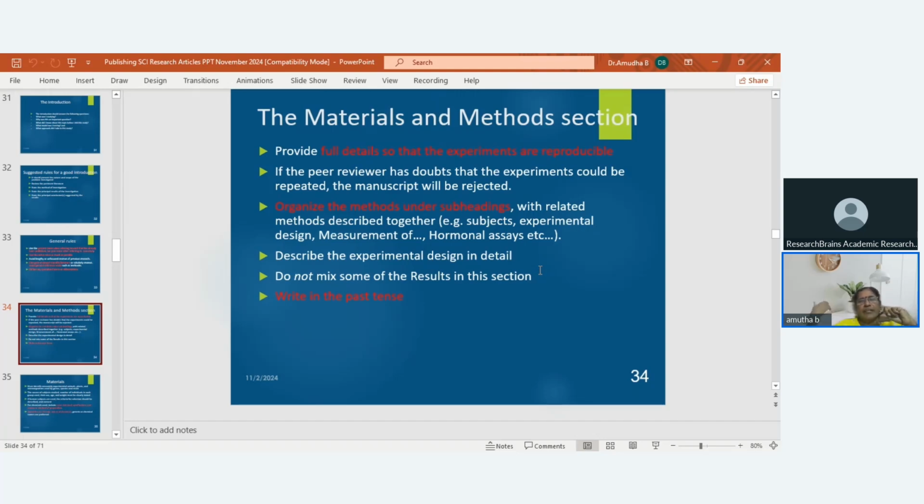You can have some subheadings under that. And with each and every subheading, you can write what the methodology is and what materials you have used for executing those methodologies. Do not mix some of the results into this section. The result section is separate. In the materials and methods section, you never write the results. Some journals, when you send the paper, will ask you to remove the results from the materials and methods section and give the result section separately.